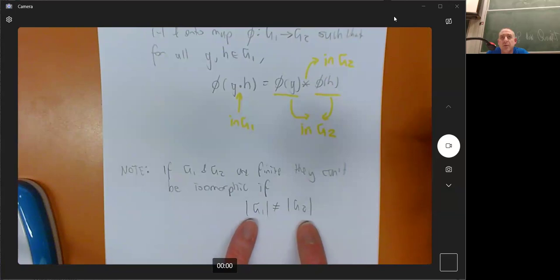That's how we write the size of a group, isn't it? Yeah. Oh, order. Fancy.